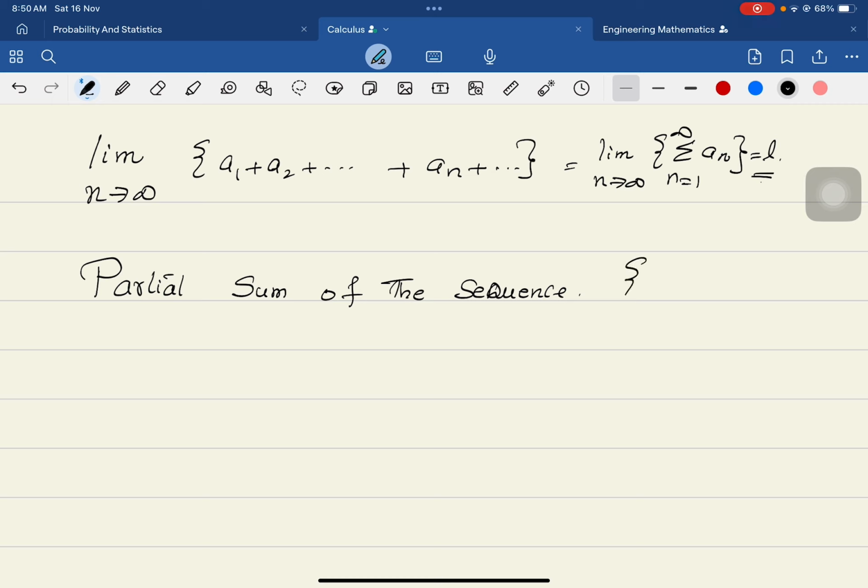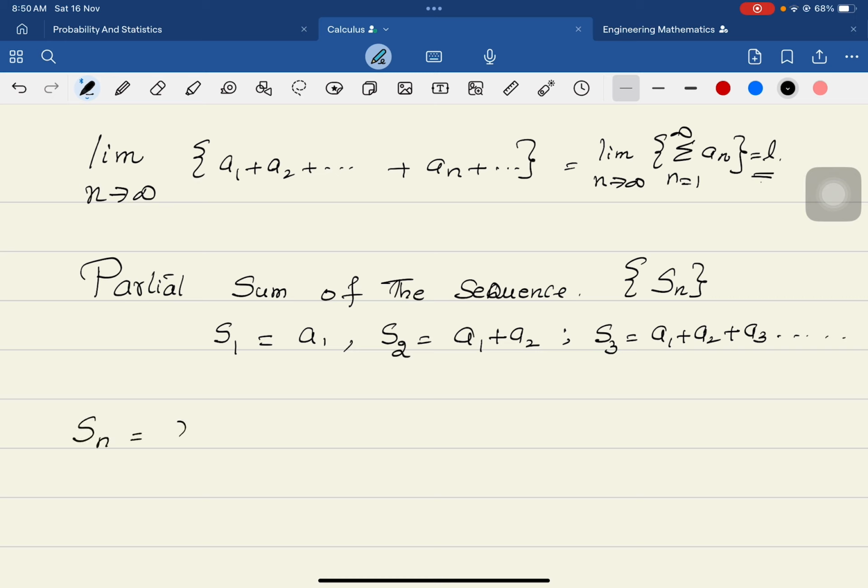The sequence is denoted by Sn, and S1 means it is just the number A1. S2 means it is the first two terms, as we have done in the previous example. S3 is the sum of my first, second and third terms. So it goes on like this. Now, what do you mean by Sn? Sn is given by A1 plus A2 plus A3 and so on plus An, which is the nth partial sum of the series. How can I rewrite this? It is given by the sum of ak, k equal to 1 to n.